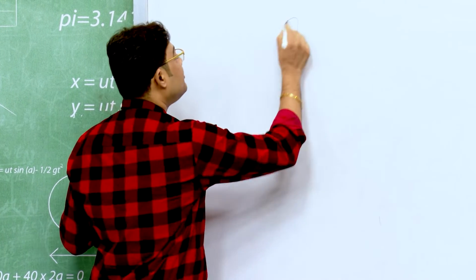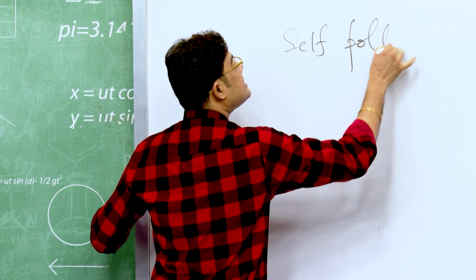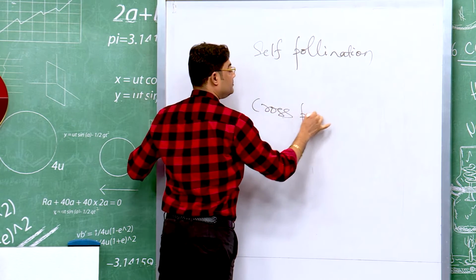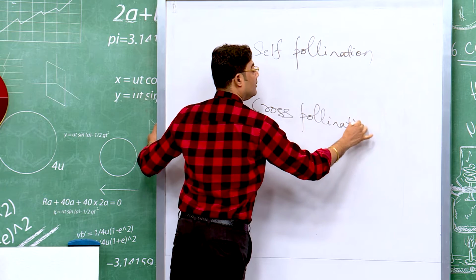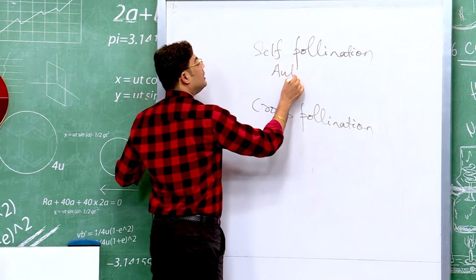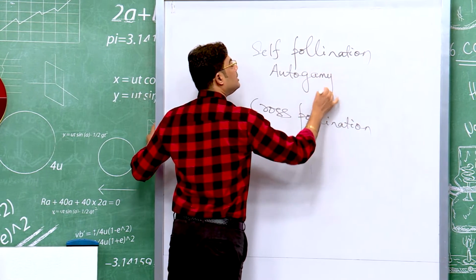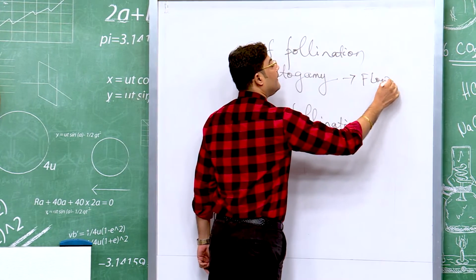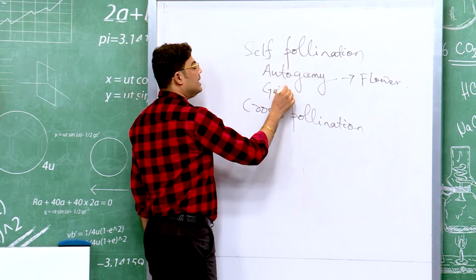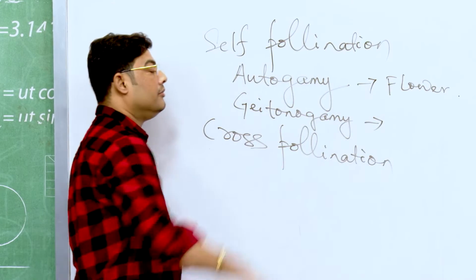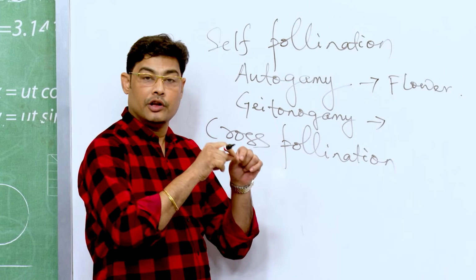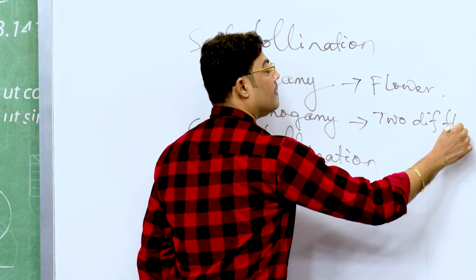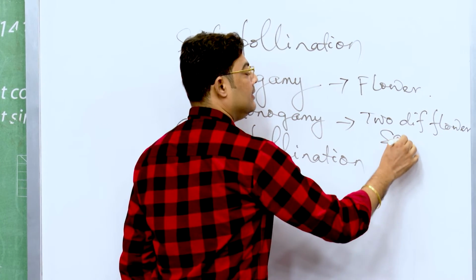So, we have two types of pollination, one is self pollination, the other one is cross pollination. In self pollination we have seen one is autogamy, the pollination within the same flower, and another called geitonogamy, the pollination between two different flowers but born on the same plant. Two different flowers, but same plant.